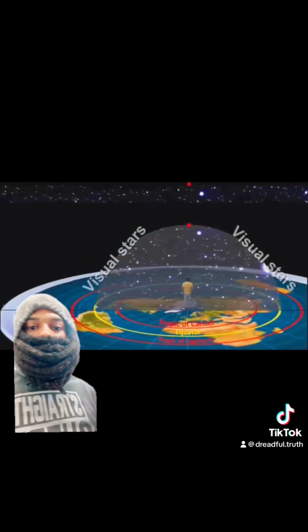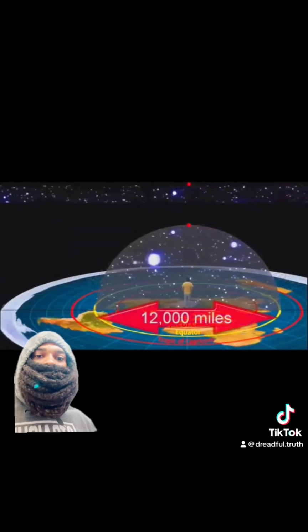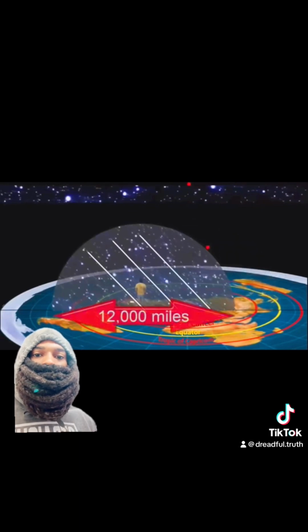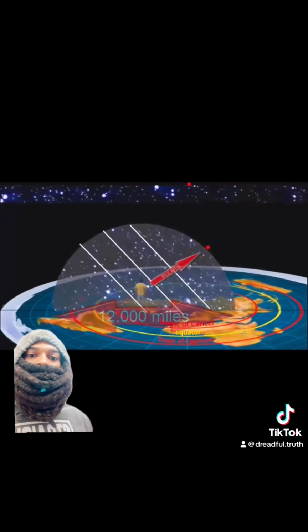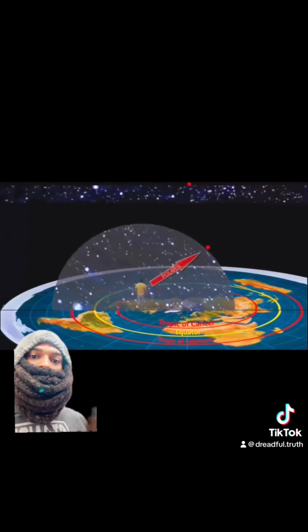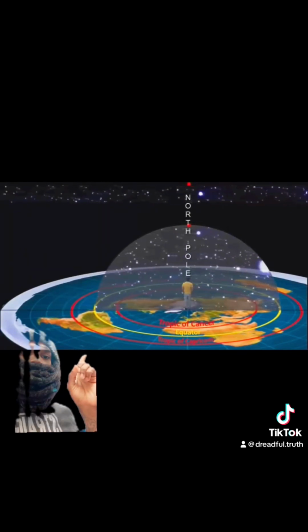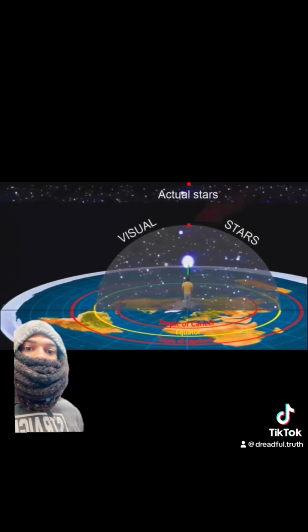Now again, we have scale, perspective, and horizon. Looking at a non-movable glass dome, this is how you will view the stars. If you were at the North Pole, you would view it like this.